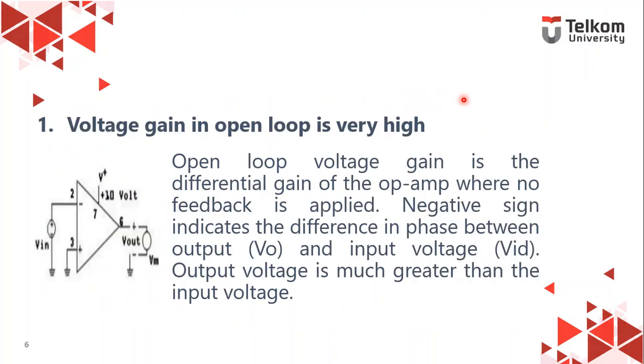This is the definition of the first characteristic of operational amplifier, which is voltage gain in open loop is very high. Open loop voltage gain is the differential gain of the op-amp where no feedback is applied. Negative sign indicates the difference in phase between output or VO and input voltage or VID. Output voltage is much greater than the input voltage.